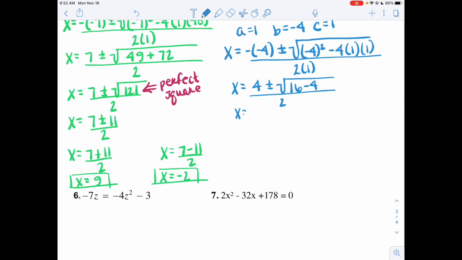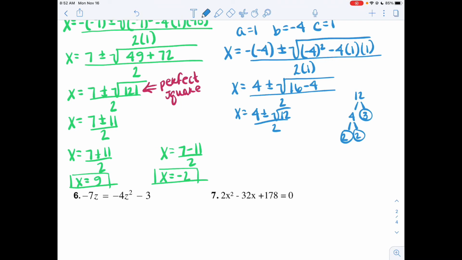That means that x is equal to 4 plus or minus the square root of 12 divided by 2. And I notice that 12 is not a perfect square. What does that mean? Well, that means factor tree time. So I'm going to take 12 over here to the side and break it into 4 and 3. 3 is prime, so I'll circle it. 4 can be broken down more into 2 and 2, and now those are prime.